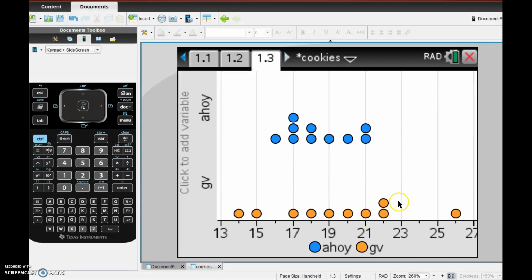Well, the biggest difference between these is the spread. Great Value cookies have a lot of spread. They got some cookies with very little, not very many chocolate chips, and some with quite a bit. Whereas the Chips Ahoy were more consistent. Maybe they got better quality control. Who knows, right?